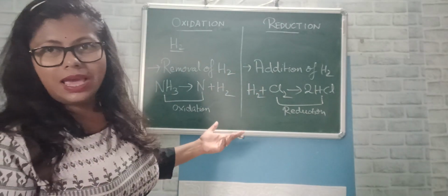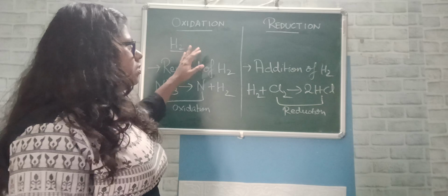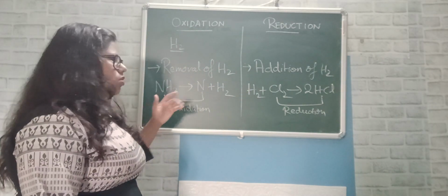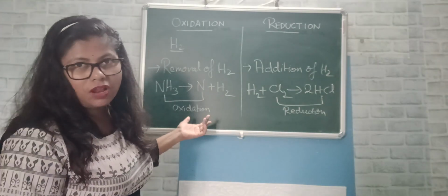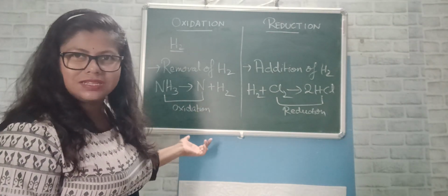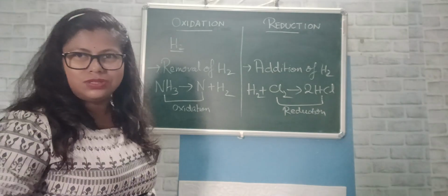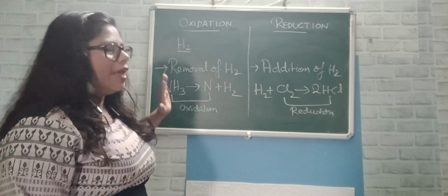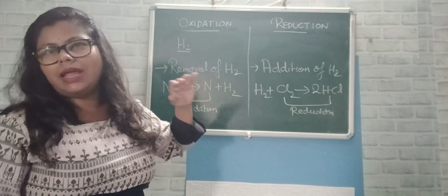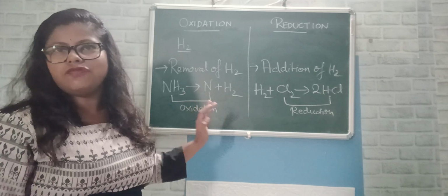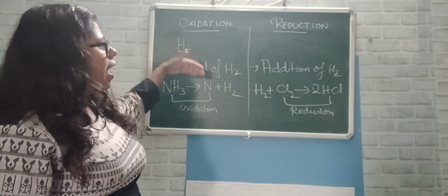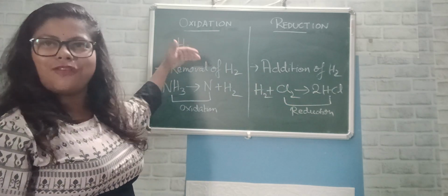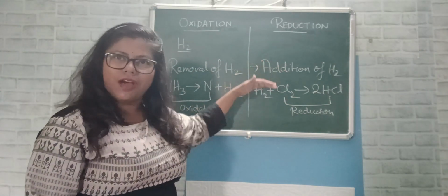So whenever you see there is an addition of hydrogen to the reactant, then you will understand that there is a reduction. If you see there is a removal of hydrogen, you will understand there is an oxidation. I hope you understood this much. Now, I believe that till here, whatever I explained is very basic knowledge, and all of my students have this much knowledge: oxidation is the addition of oxygen and reduction is the addition of hydrogen.